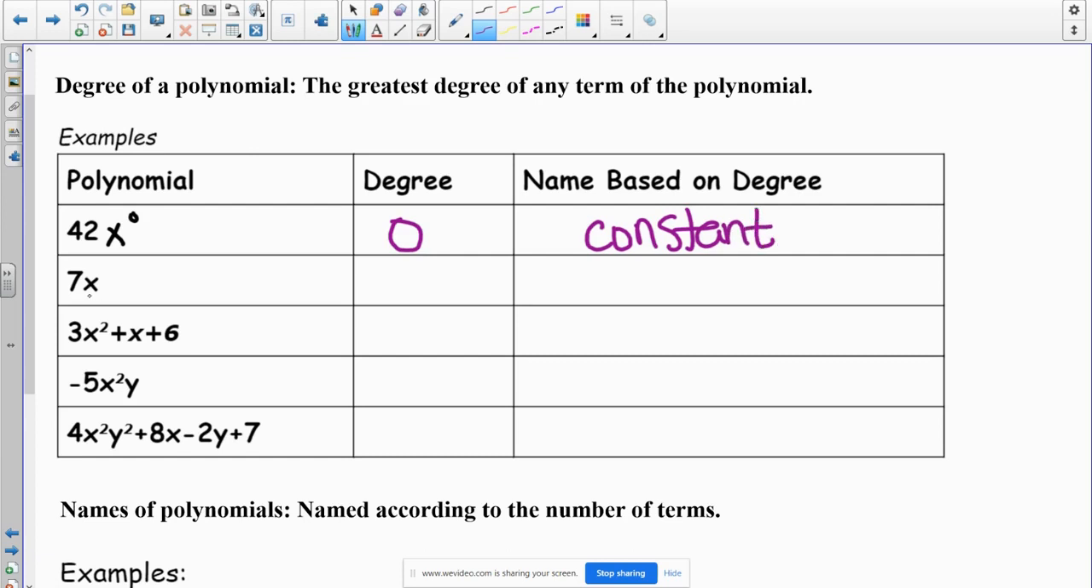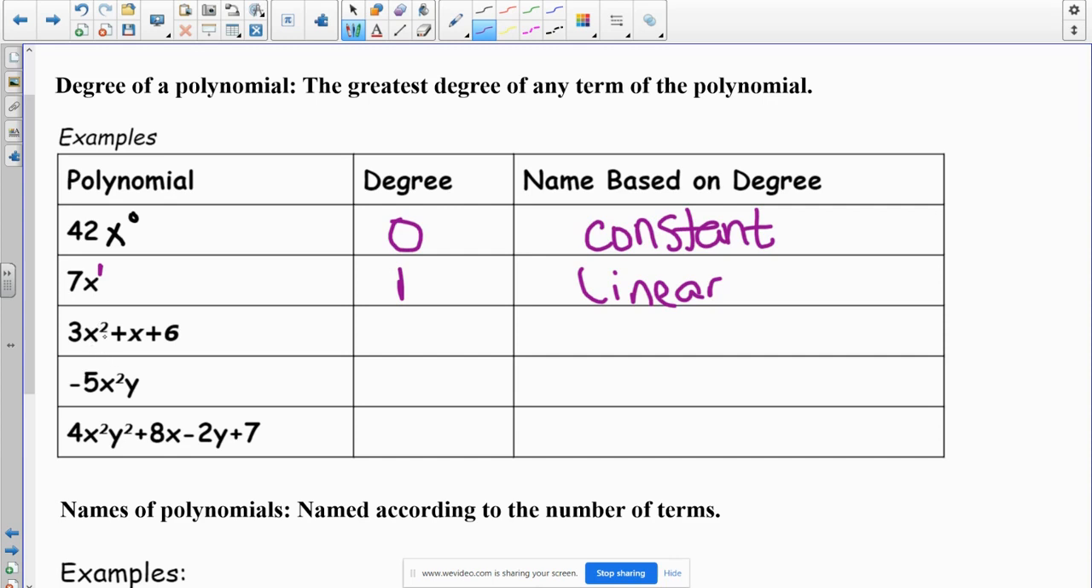Okay, second one here, there's a variable. The degree of that variable is 1, so this would be a degree of 1. When I talk about name, I'm talking about what kind of function it could be. This would be a linear. So going back, 42 is known as a constant, and this is a linear, like mx plus b.